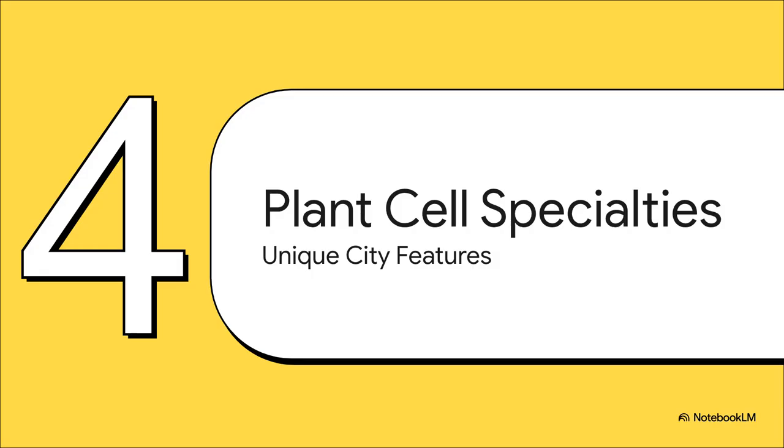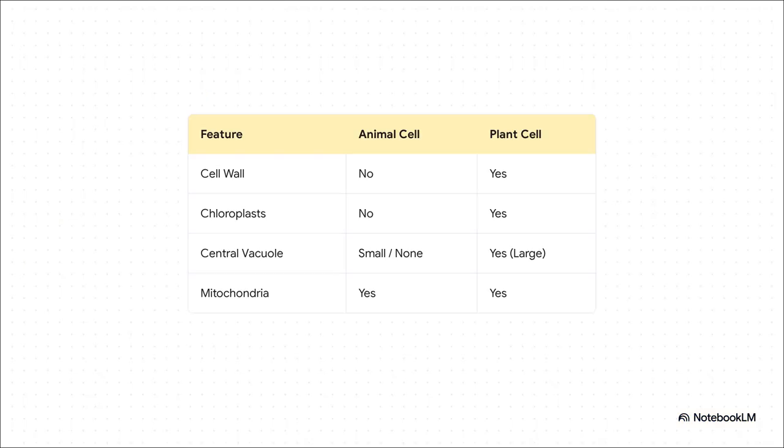Now, as amazing as animal cells are, plant cells have a few extra, special features that make their cities totally unique. They've got some specialized departments you just won't find in an animal cell. And here's where you can see the key differences. Plant cells have a tough, rigid cell wall on the outside for extra support, almost like a big wall around the city. They also have chloroplasts. These are basically solar power plants that turn sunlight into energy. And they have a huge central vacuole, which is like a massive water storage tank in the middle of the city.